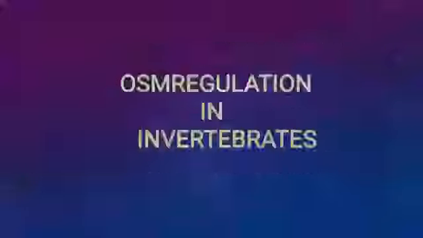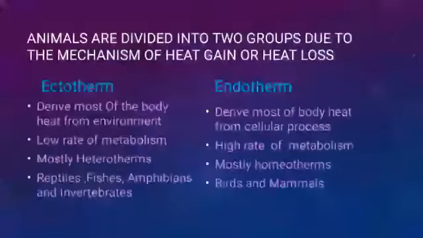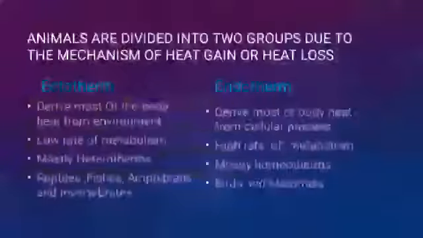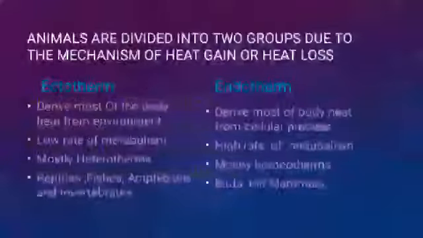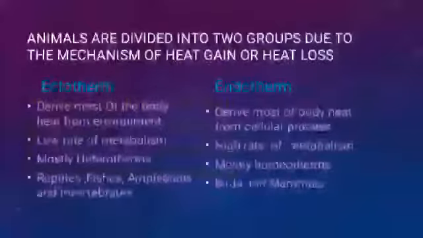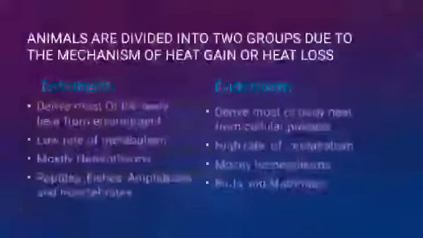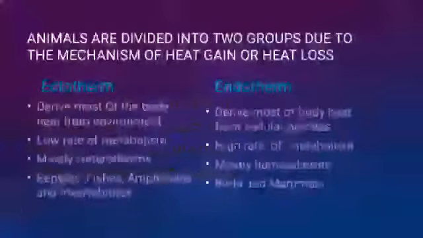Then, osmoregulation in invertebrates. Number 1, planaria. Planaria have flame cells with cilia to filter out excess water from their body and maintain solute and ion concentration. You can see in this image the flame bulb, flame cell diagram.